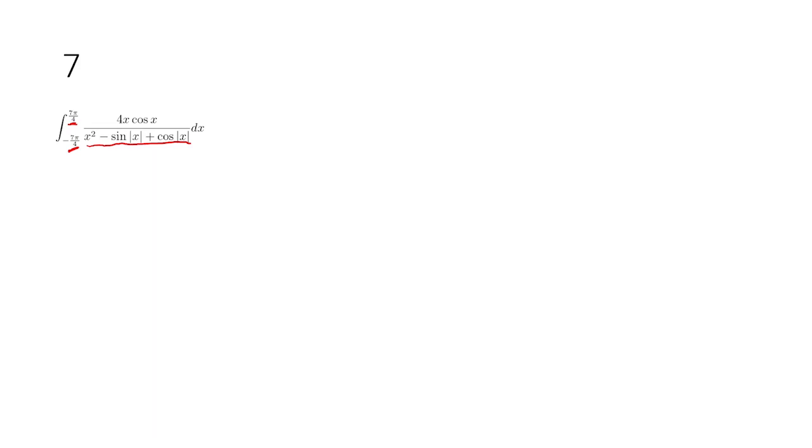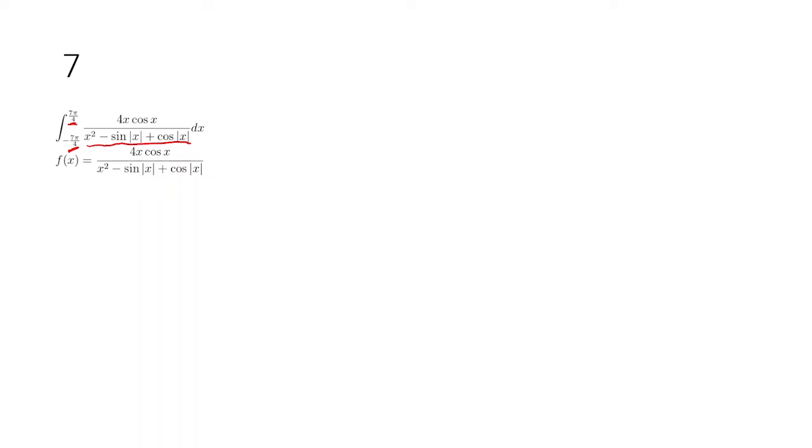So one of the easy ways to test if a function is odd or even is to test the value of the function at a certain number. We assume a and its negative value, or the value of the function at negative a. Now let's do that. So let's take the original function here, 4x cosine of x over x squared minus the sine of the absolute value of x plus the cosine of the absolute value of x.